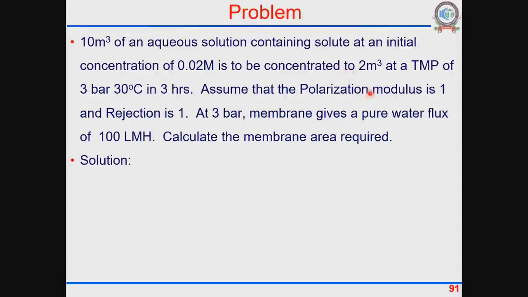So remember, polarization modulus is 1. That means the concentration near the membrane surface and the bulk is the same. This is just to make your life simple. But the permeate concentration is 0. Therefore, there will be a substantial osmotic pressure gradient which is opposing the applied transmembrane pressure. So take that into account and then go forward. I would like you to calculate the membrane area required. So do this problem on your own. Try that. Then only look at the solution.